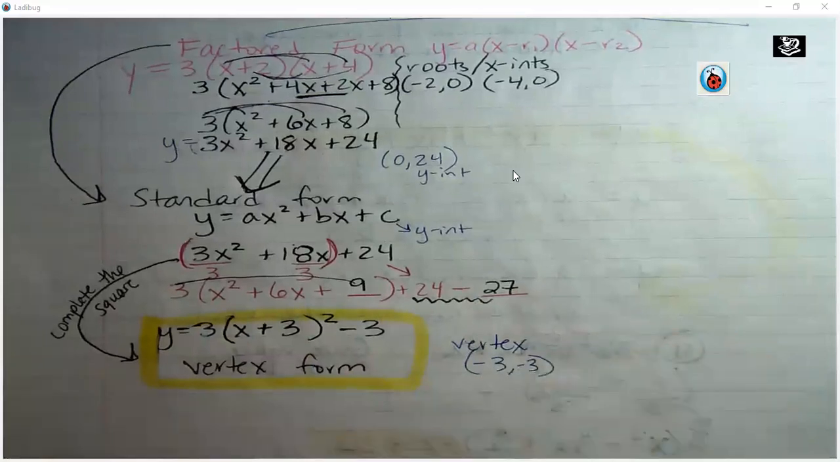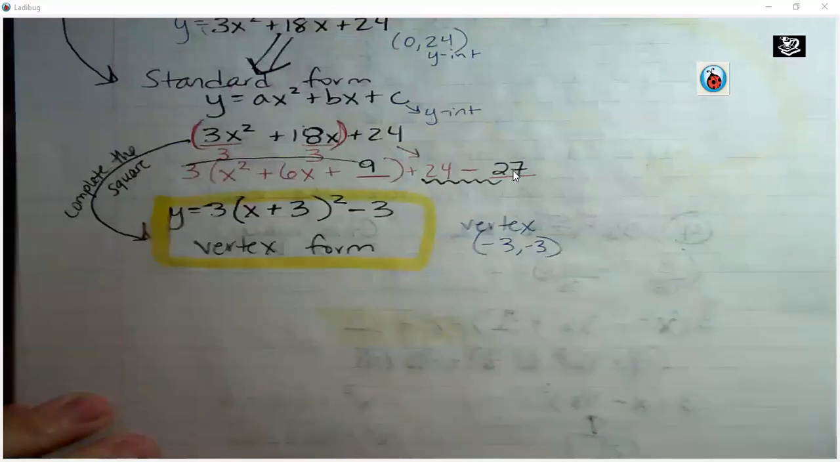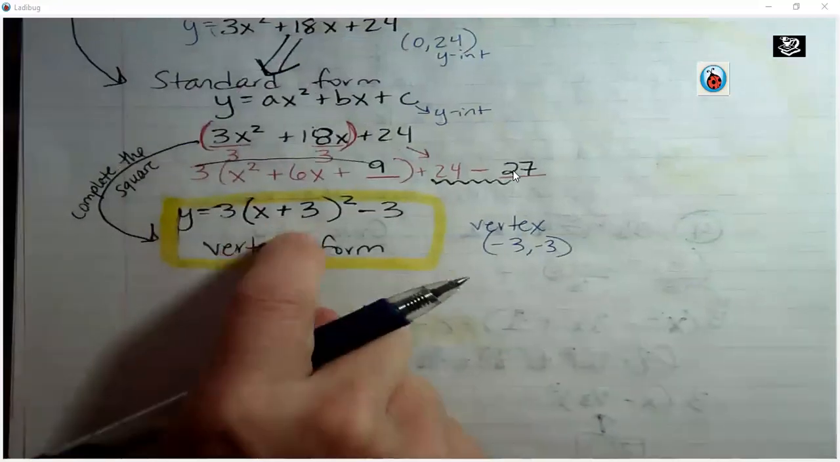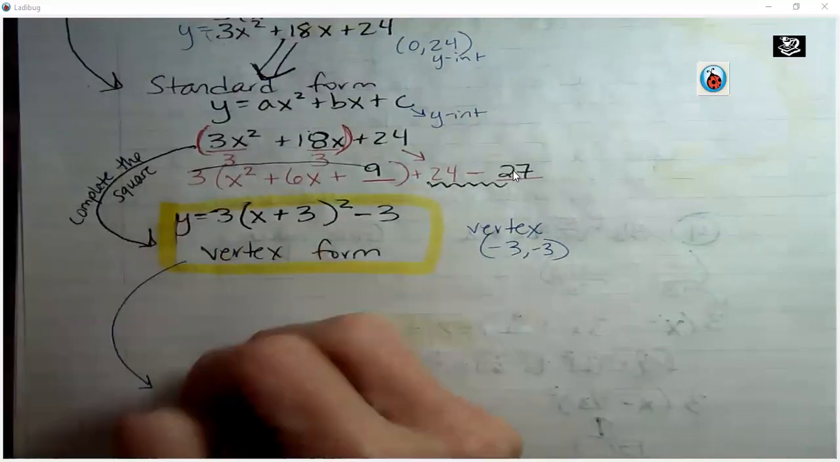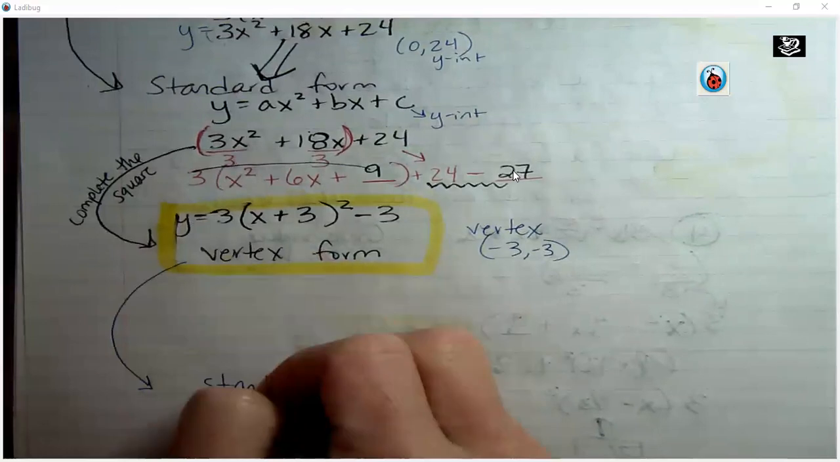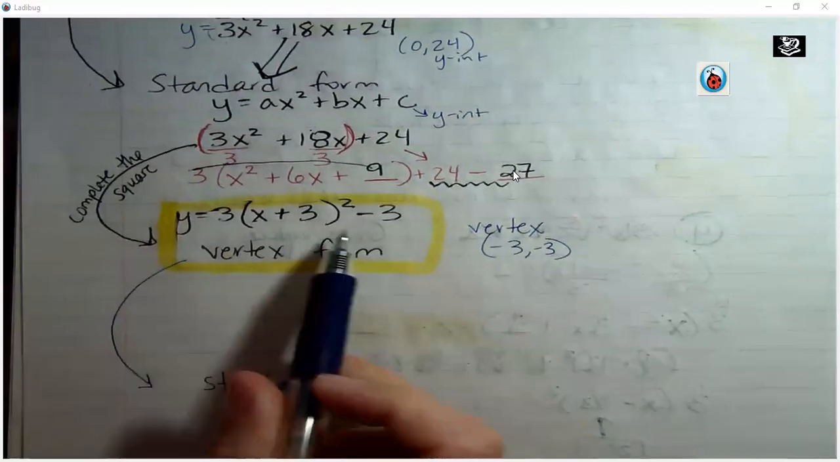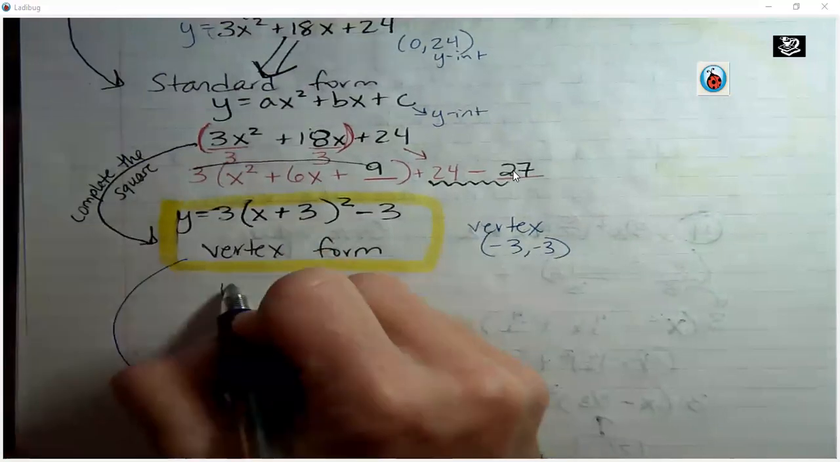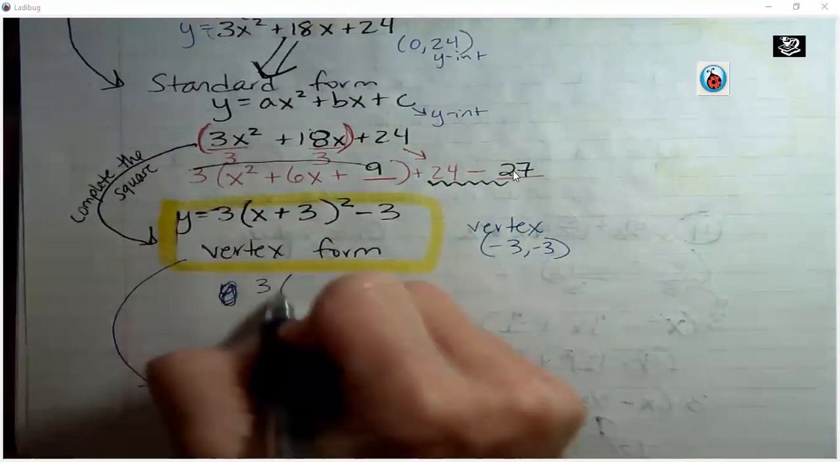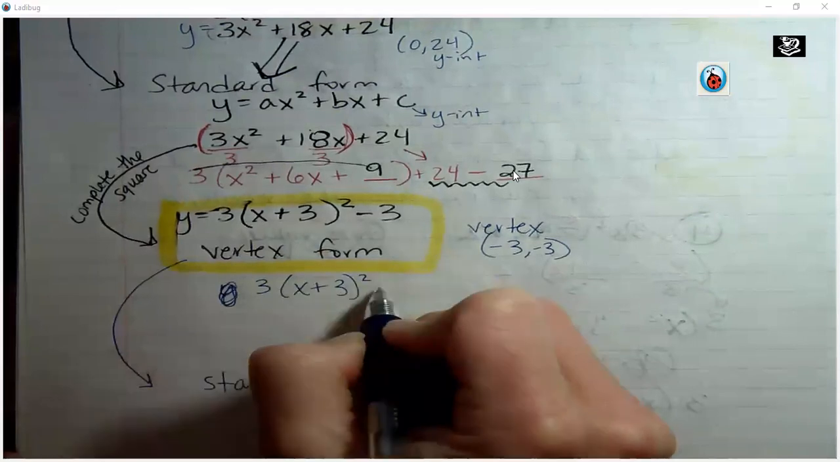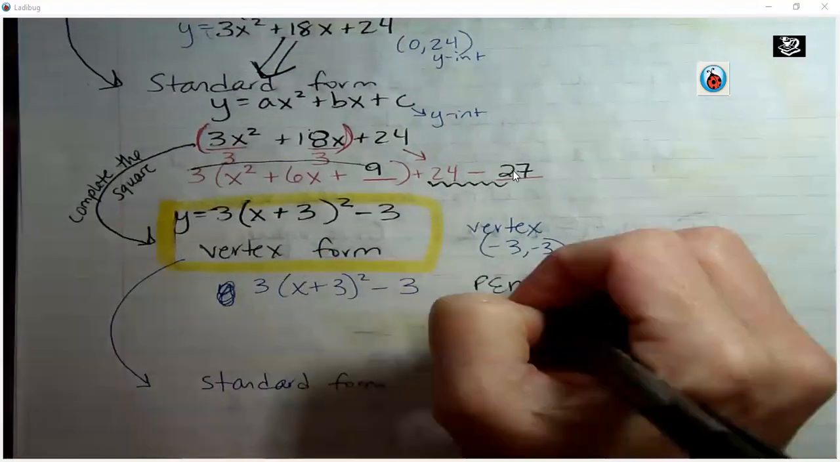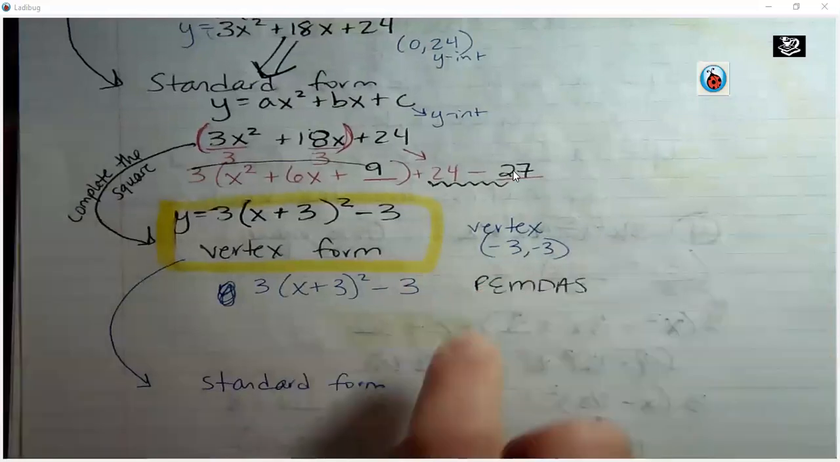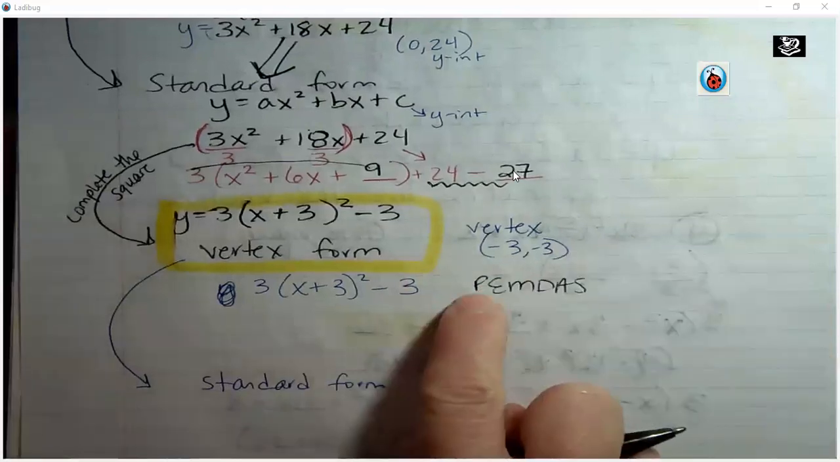Okay. All right. Now let's take this vertex form and go back to standard. We haven't done that yet today. So we have y, or let's ignore the y for right now. 3(x plus 3) squared minus 3. Okay. All right, for this one, you have to remember to do order of operations. You have to do parentheses first and exponents first.